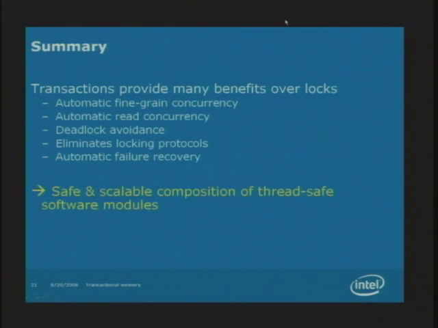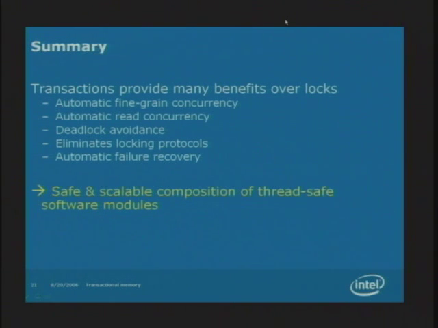The programmer doesn't have to use locks, and so he doesn't have to worry about deadlocks introduced by locks. It eliminates locking protocols. If you're not using locks, you don't have to worry about defining new protocols. And it gives you automatic failure recovery. If you have an uncaught exception raised inside of your code, inside of your atomic statement, the transactional memory system will automatically roll back state to where it was before the transaction started. And so it recovers from errors very gracefully and keeps a consistent state in the world.